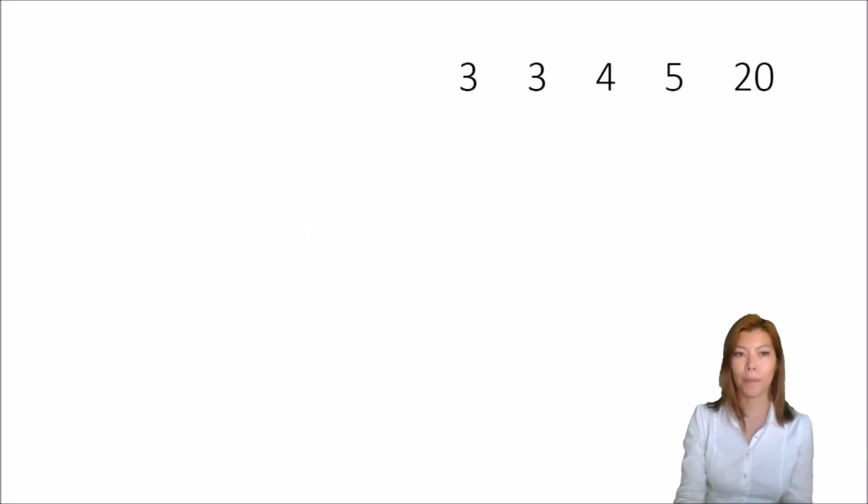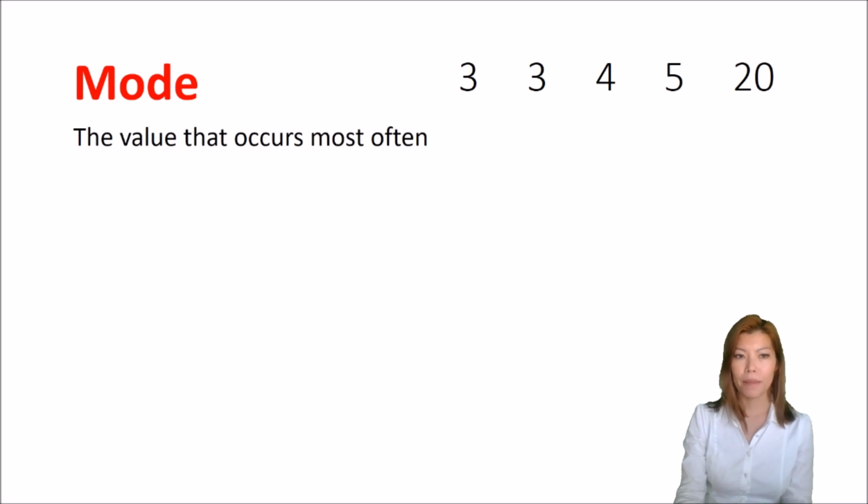We can look at the word mode. The mode is the number that occurs the most. And I remember this because mo and most have an O. So in this scenario, it's very simple. 3 happens to occur the most.